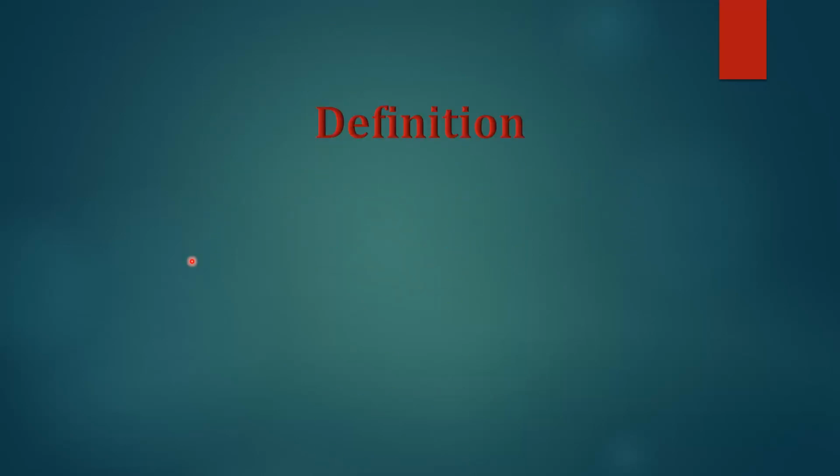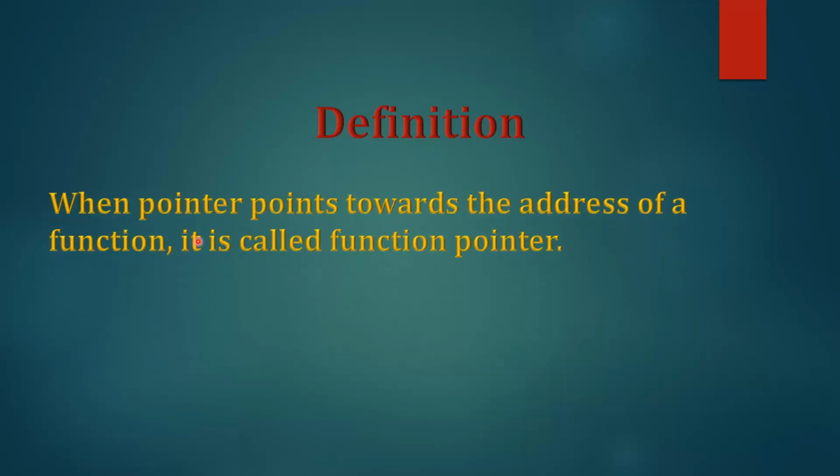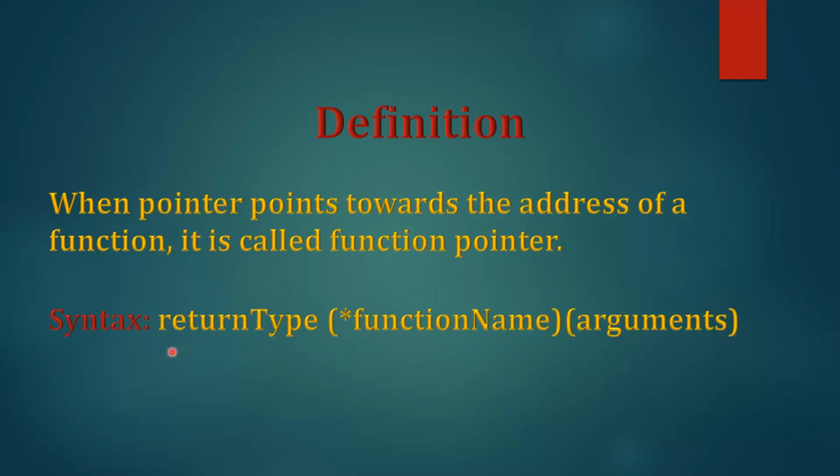If you are asked about the definition in an interview, then you will give a one-liner, and that is: when a pointer points towards the address of a function, then it is called a function pointer. Simple. The syntax of the function pointer starts with the return type, then we have a parenthesis enclosed with an asterisk and then the function name, and then we give the arguments in another parenthesis.